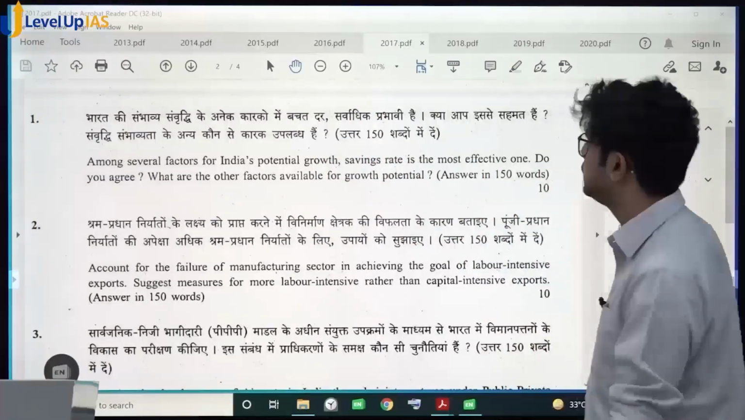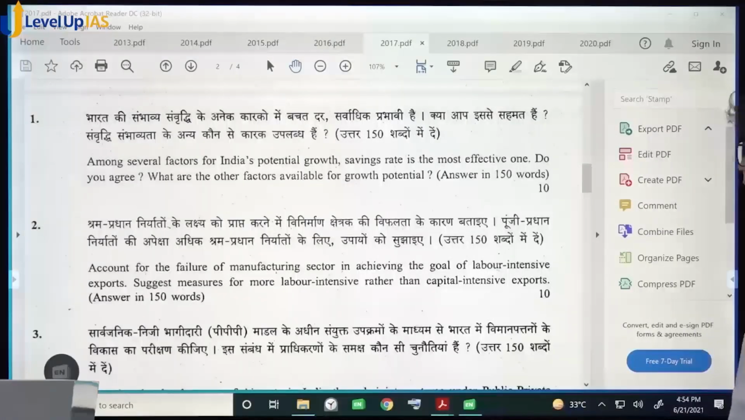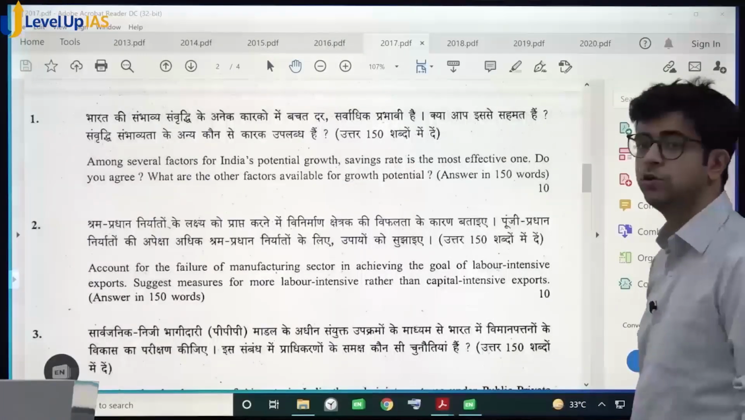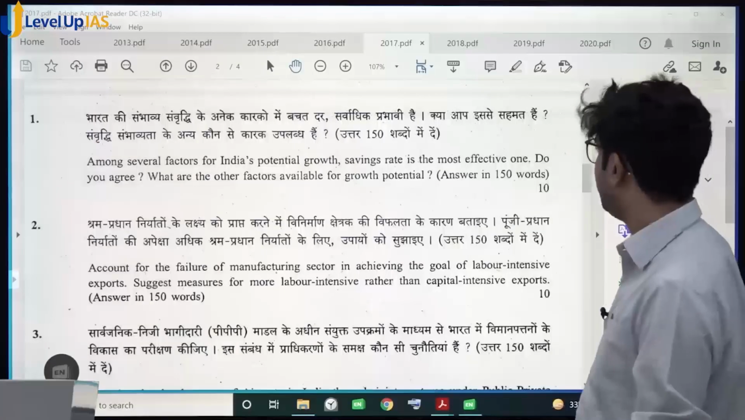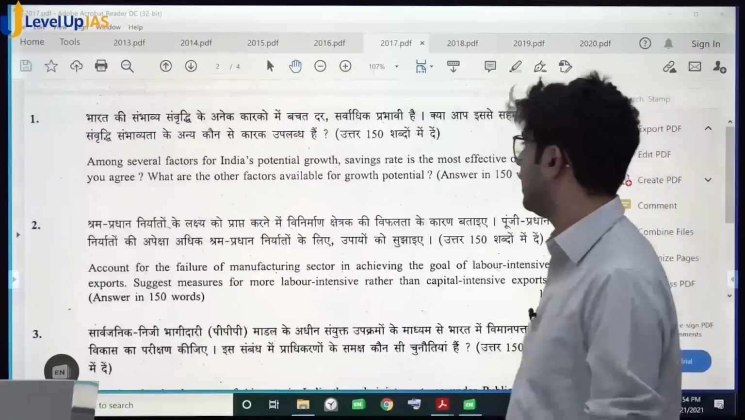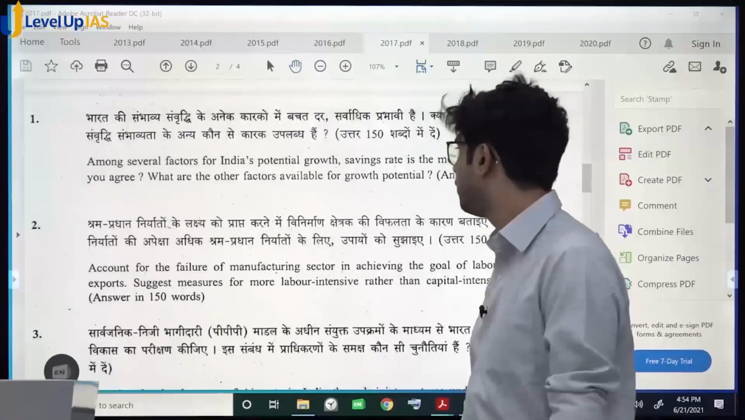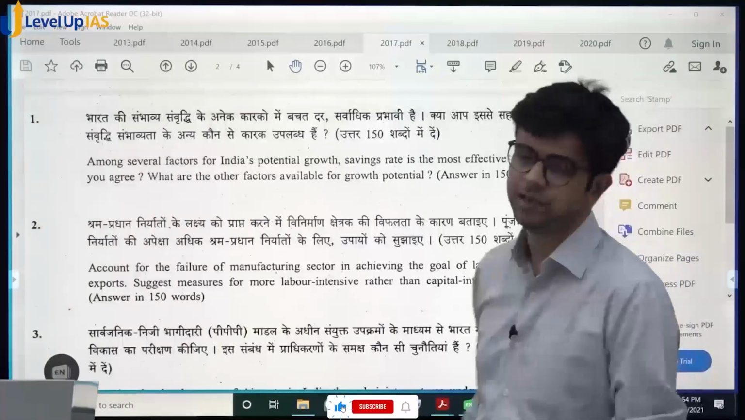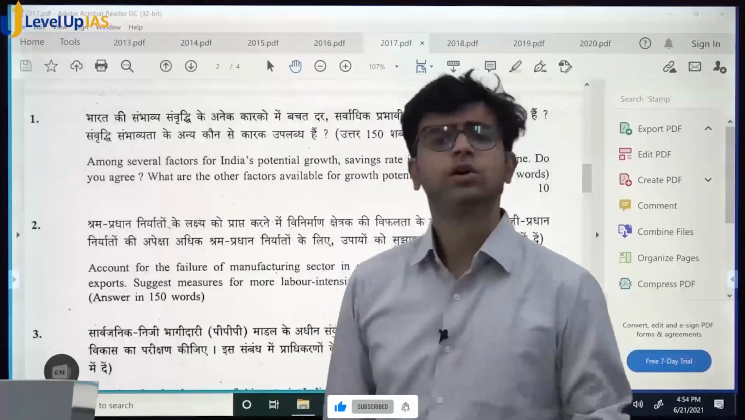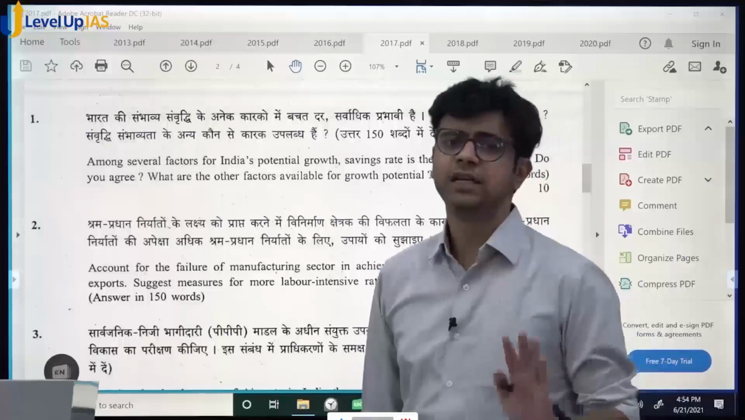Among several factors for India's potential growth, savings rate is the most effective one. Do you agree? What are the factors available for growth potential? What are the other factors available? So first tell me which syllabus point it is from.